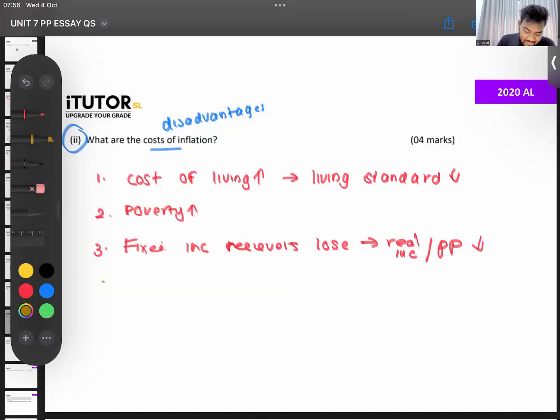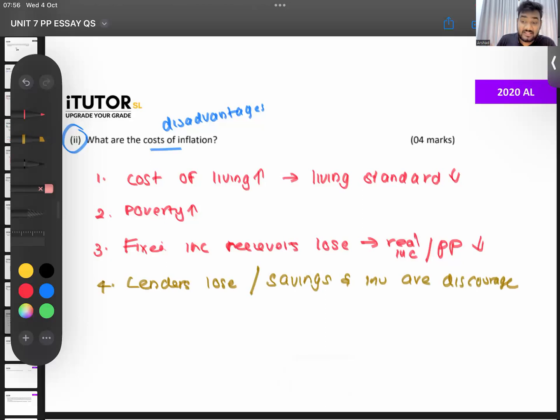Fine. Then what else? Okay, so you can say lenders lose. You can talk about lenders losing, and you can also say savings and investments are discouraged. Because of what reason? Because of the real interest rate coming down. Now, if the inflation rate is higher than the nominal interest rate, the real interest rate is negative.